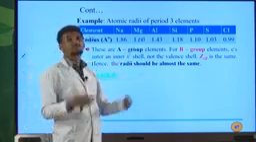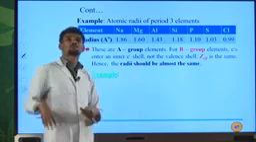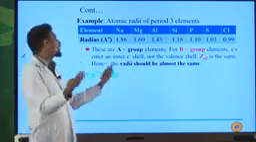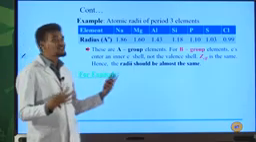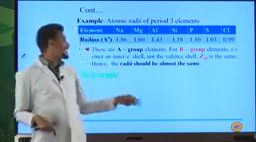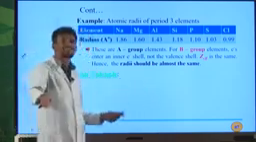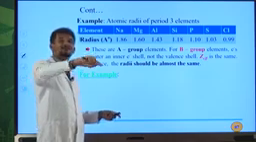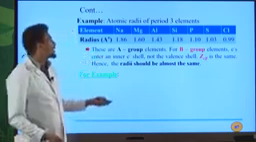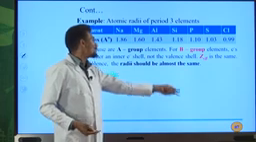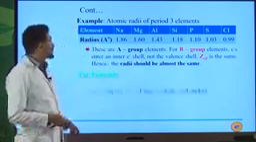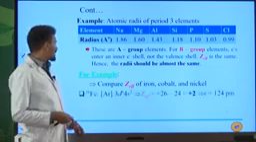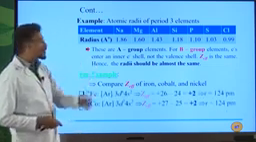So these elements are group A elements. What about B group elements? For B group elements, electrons enter an inner shell. Therefore, the valence shell will not increase. Only the inner shell increases. Electrons will be added to the inner shell, not the valence shell. So the effective nuclear charge is the same. Because of this reason, the radius should be almost the same. Let us see an example for these B group elements.